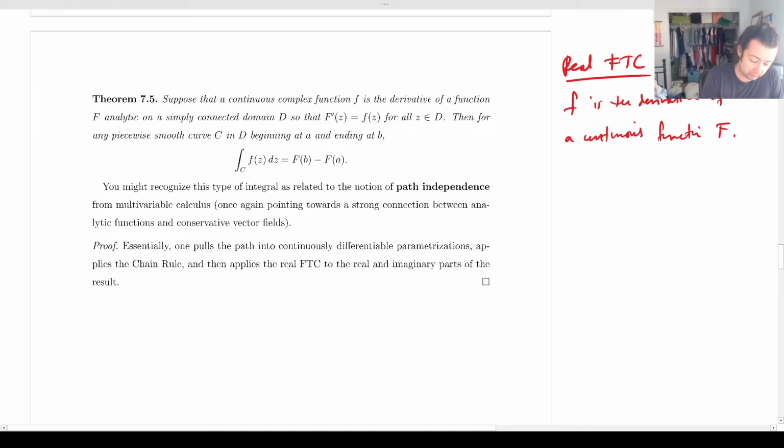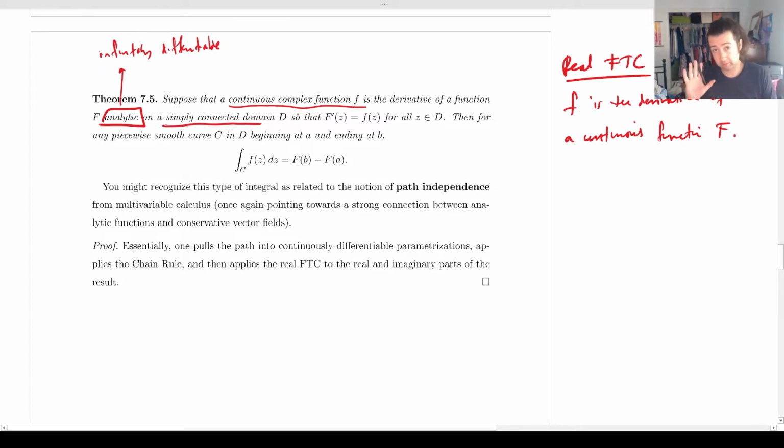So we start with a continuous complex function f. We need it to be the derivative of an analytic function. So this function needs to be analytic. Remember that analytic here means infinitely differentiable, on a simply connected domain D. So that's going to be our replacement for the idea of an interval, is that this is simply connected.